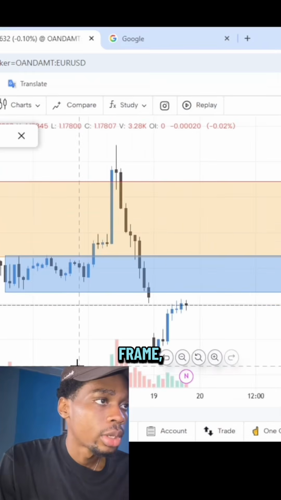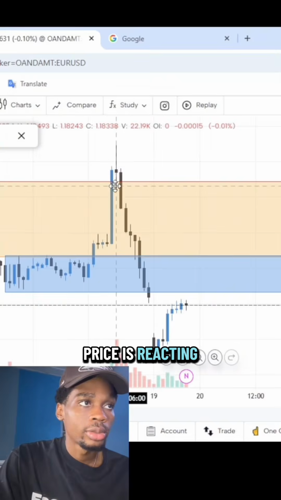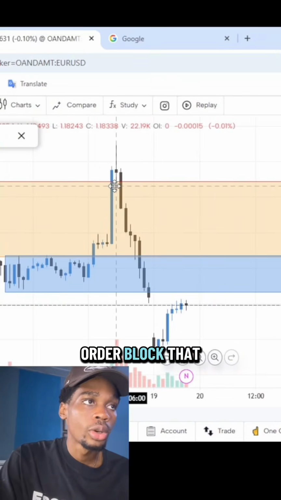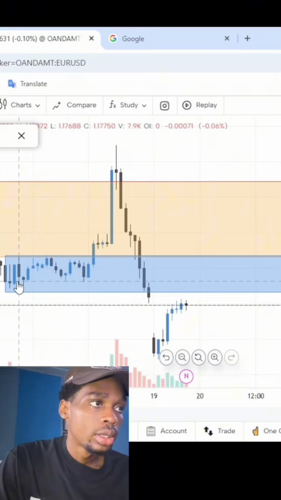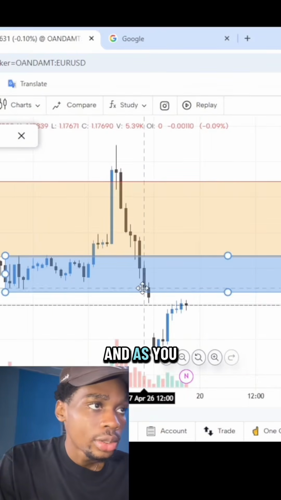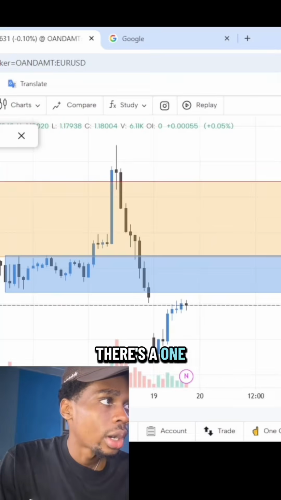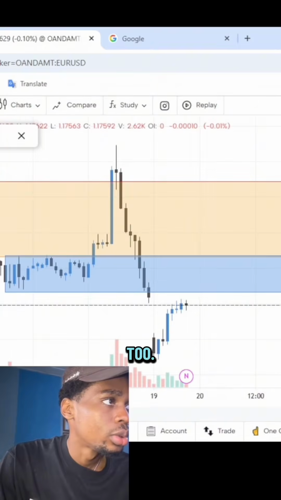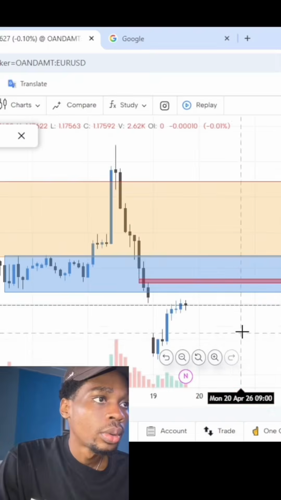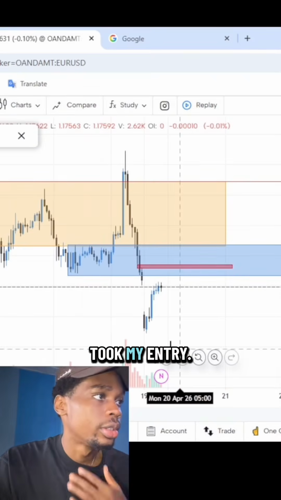So on the 1-hour time frame, as you can see, price is reacting from this daily order block that also swept liquidity. This is the 4-hour breaker block, and as you can see clearly here, there's a 1-hour fair value gap. I'm going to mark that out too. At this point right here is exactly where I took my entry.